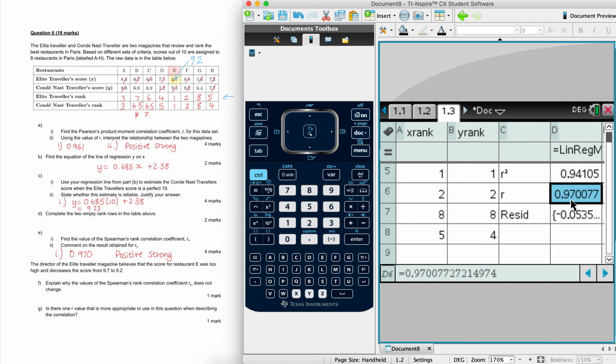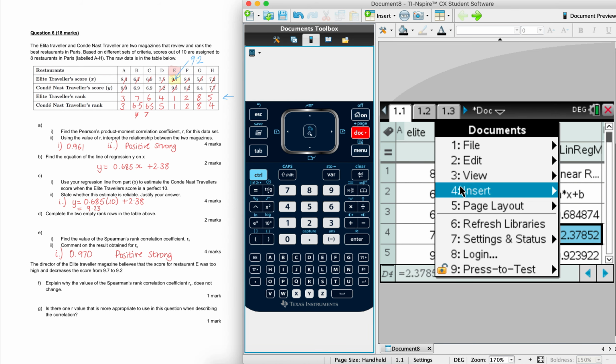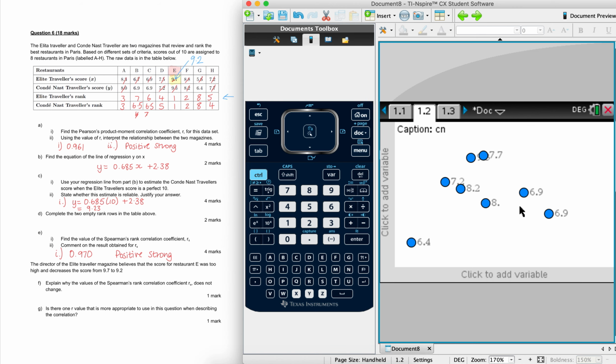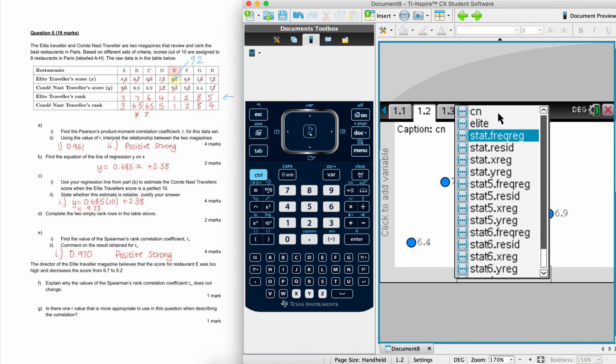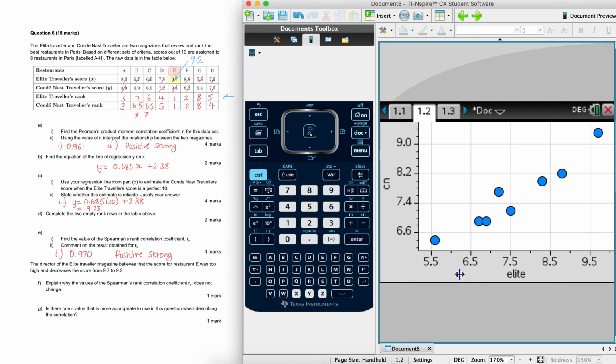And then is there one R value you would use? So if we go back to the original data set, I can then do document, insert, data and statistics, and I can have my elite traveller as X, Condé Nast as Y, and I can look at the data. Now we know that to be Pearson's, it needs to be linear and not have any large anomaly. If not, then we can use Spearman's rank.